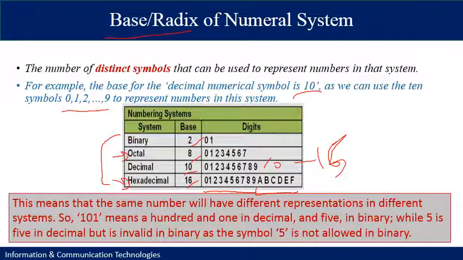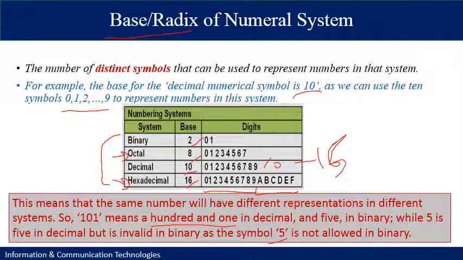So 101 in decimal means 101, and it means 5 in binary. While 5 is 5 in decimal, it is invalid in binary as the symbol 5 is not allowed.